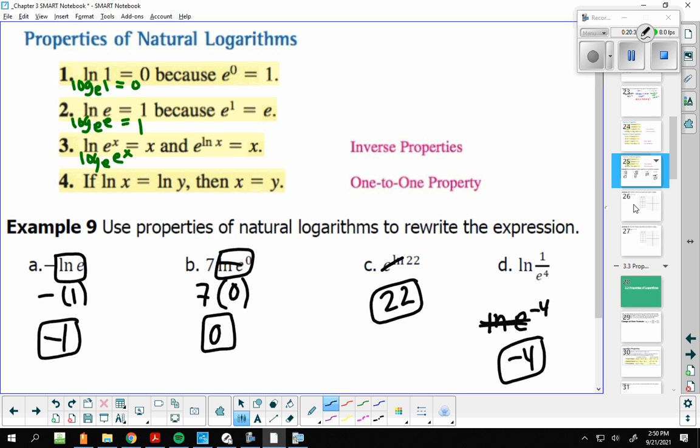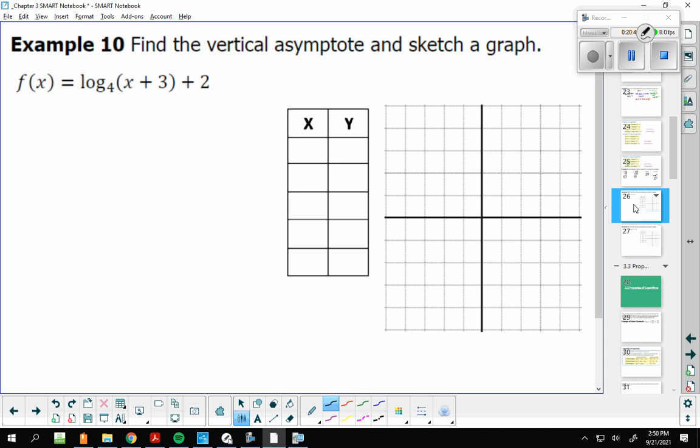All right, this is the new part. So this is the stuff we did not do last year. All right, find the vertical asymptote and sketch a graph. So now we have some transformations going on here.